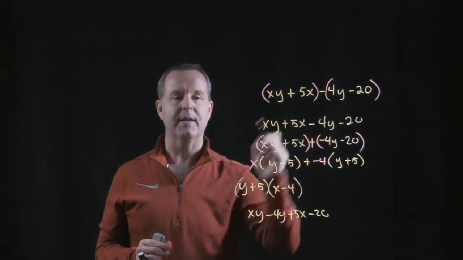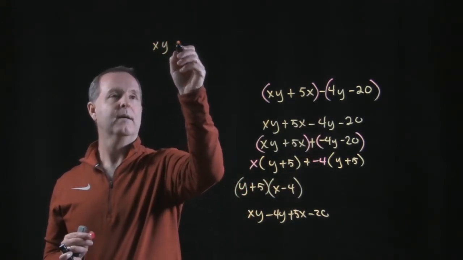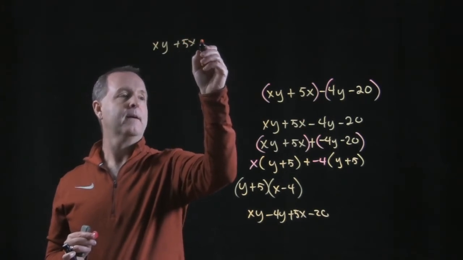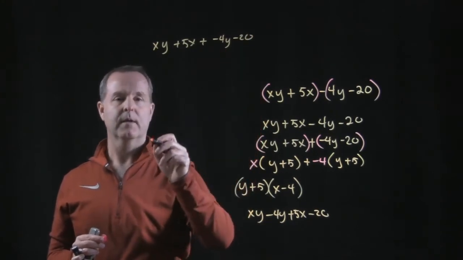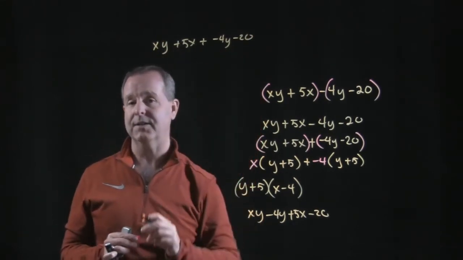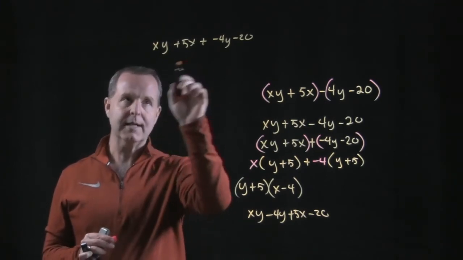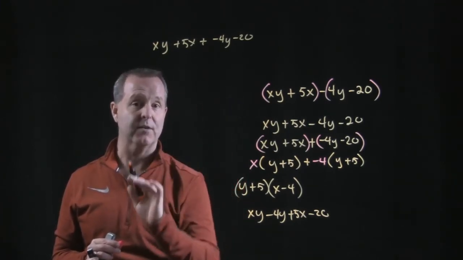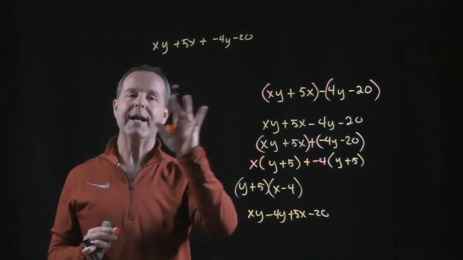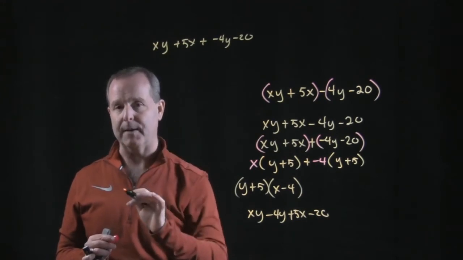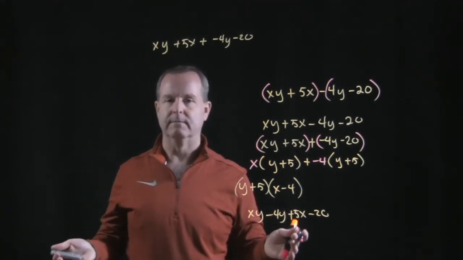Now, do you always have to group it in this particular way? What if I wanted to group xy plus 5x, and then plus a negative 4y minus a 20? Do I always have to group the first two terms and the last two terms? No, you don't. But you want to look ahead to see if your groupings do factor something out. If they don't factor something out in the original form, rearrange the terms until you do find something that factors out of both sets.